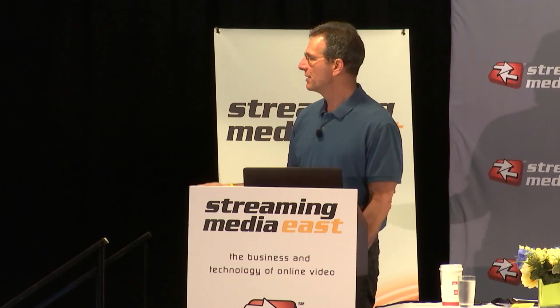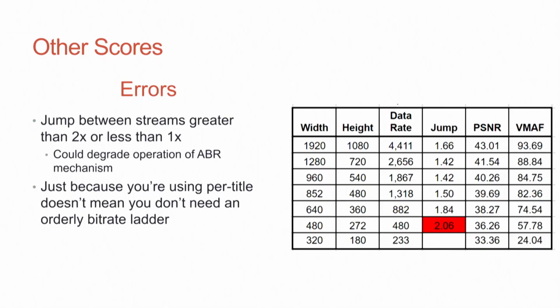It's also an error if there's a jump between the different rungs in the ladder that's either under 1 or over 2. Why? Because the per title encoding technology has to create a workable encoding ladder, right? You can't have a jump from 2 megabits to 6 megabits because it's going to strand some viewers.